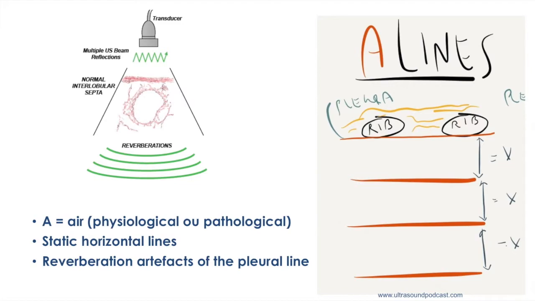Second, you will look for A lines. A lines means A for air. These are reverberation artifacts of the pleural line and appear as horizontal and static. They are positioned equidistant. They are physiological and mean there is air. You can see here horizontal, parallel, static, and same distance.